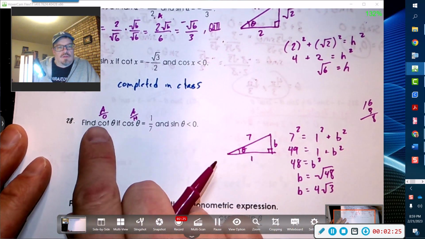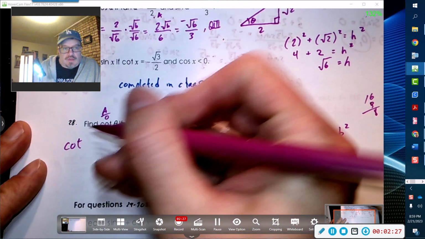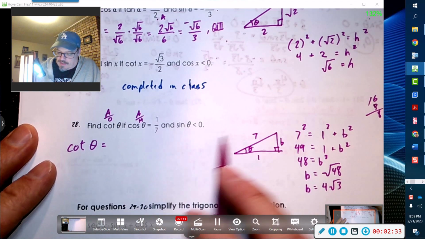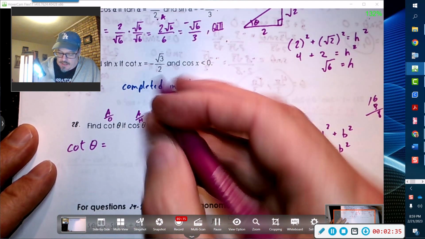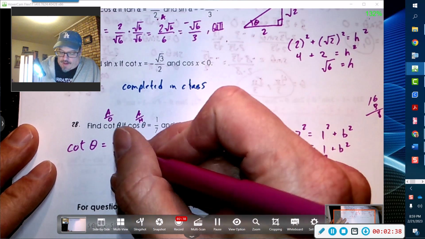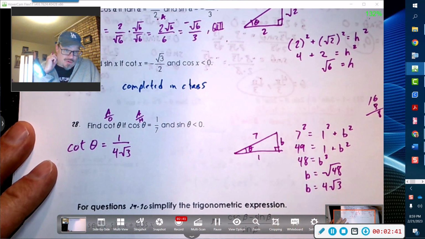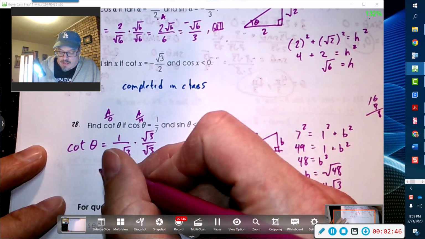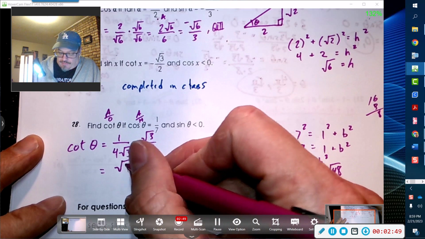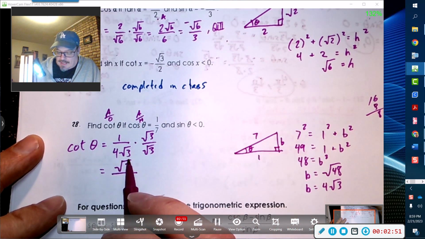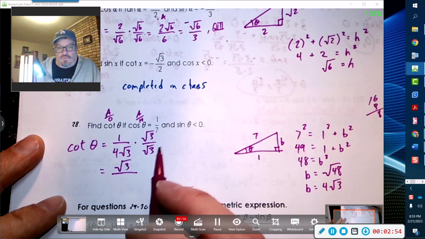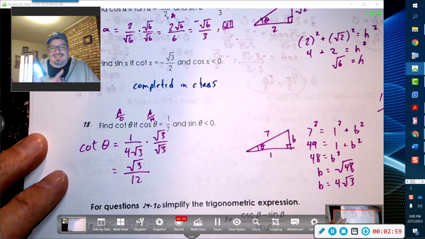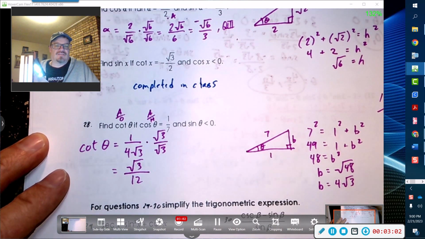Okay, so cotangent now, going back to the beginning of the problem here, equals the A, which was 1 over 4 radical 3. All right, so we're going to go ahead and multiply top and the bottom by radical 3. We get radical 3 over 4 times 3, because radical 3 times radical 3 is 3, and then the 4 is still there, so that's 12. That is our final answer, except it might be negative, so let's just see if it is negative.